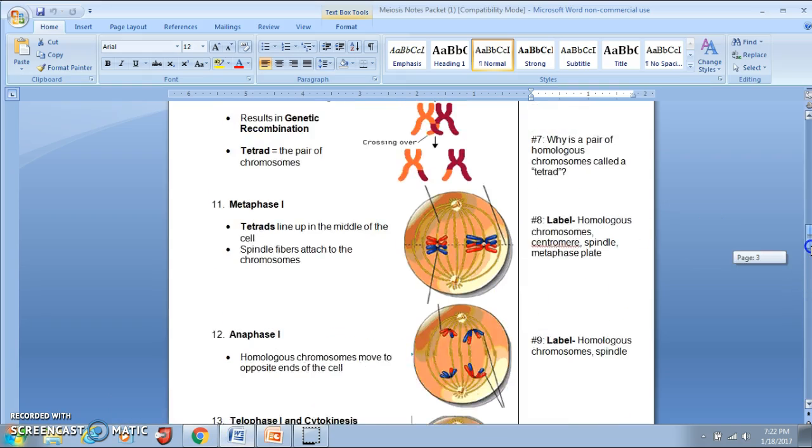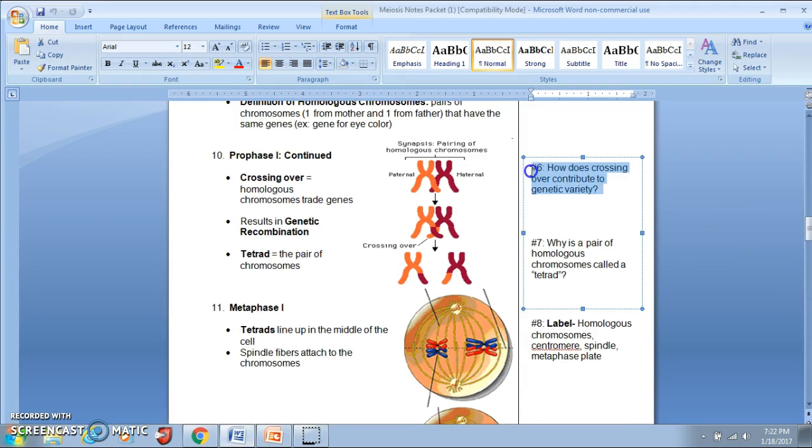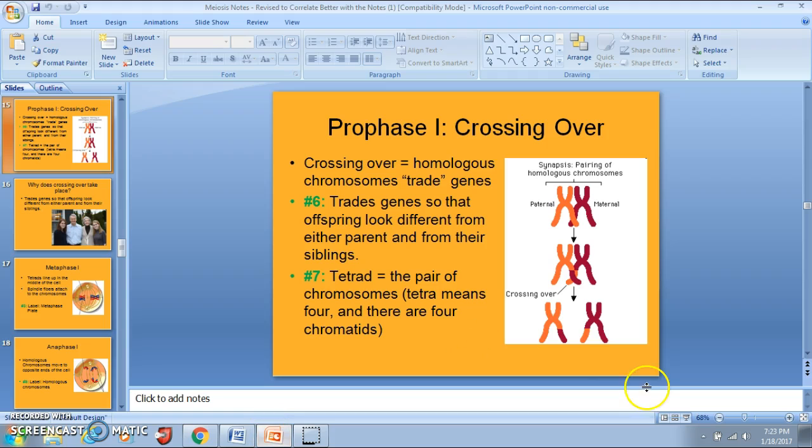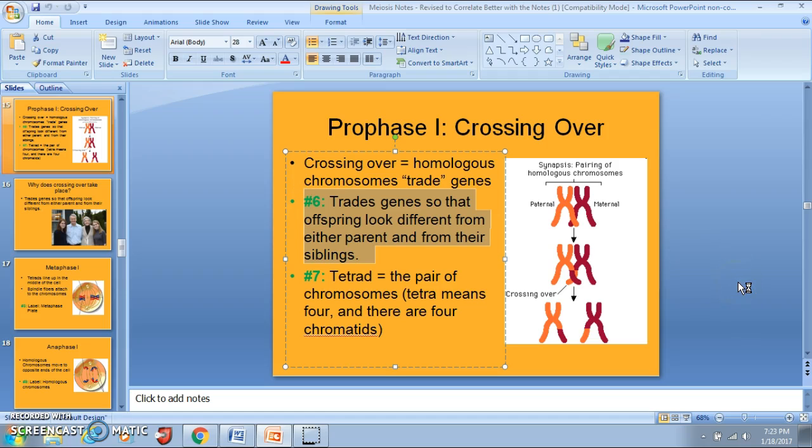Question number 6 in your notes on the right-hand side asks, how does crossing over contribute to genetic variety? And we're going to answer by saying that crossing over allows trading of genes, and that results in every egg that's created and every sperm that's created by the same person being genetically different from one another. So each egg that your mom made and each sperm that your dad made were different from each other, and that's why you and your siblings look different from each other and both of your parents. Okay, unless you're identical twins.